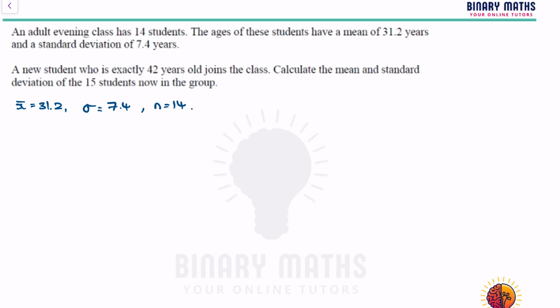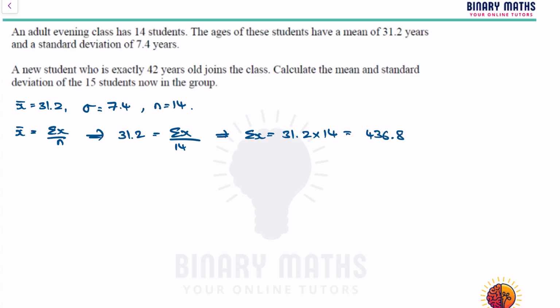Okay, so we have x bar is equal to sum of x over n, which implies x bar is 31.2 is equal to sum of x over n, which is 14. So sum of x must be equal to 31.2 times 14, which is equal to 436.8. So the total of the first 14 students, the sum of their ages is 436.8.